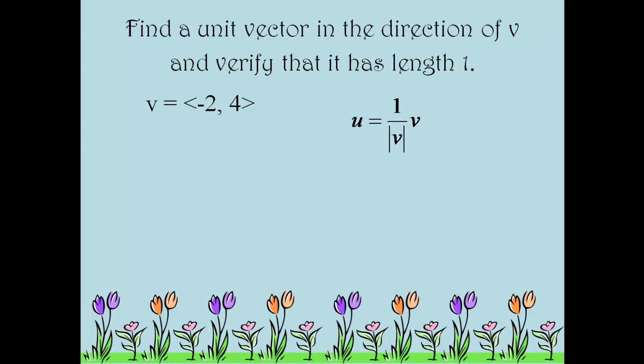Again, here's our formula. Plugging it in, we find the magnitude of our vector v, and our unit vector is going to be a horizontal component of -1 over the square root of 5 and a vertical component of 2 over the square root of 5. Again, you can verify that it has a magnitude of 1 just by simply plugging it in.